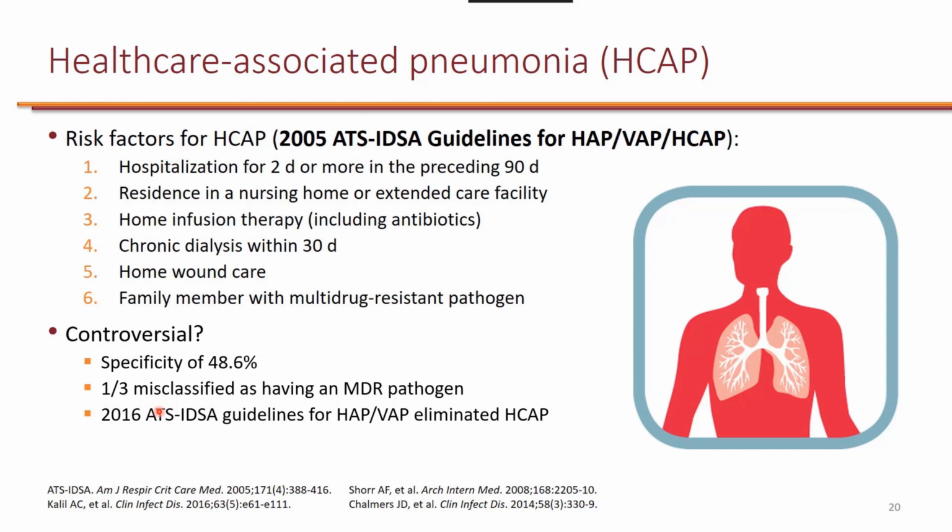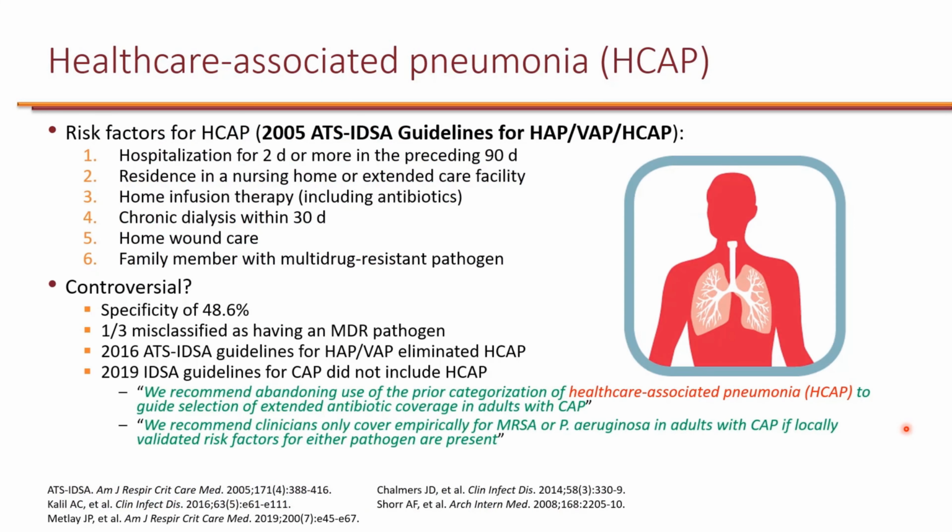So the 2016 IDSA guidelines for HAP and VAP actually removed the term HCAP. The 2019 IDSA guidelines for CAP actually did not include HCAP, and they said that they actually recommend abandoning the use of HCAP in order to select patients who need extended antibiotic coverage. Instead, they recommended that clinicians only cover empirically for MRSA and Pseudomonas in adults with CAP only if there are locally validated risk factors for either pathogen.